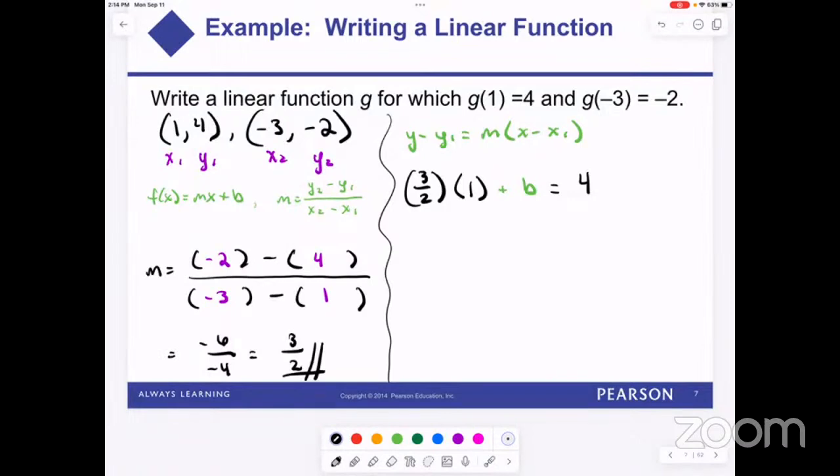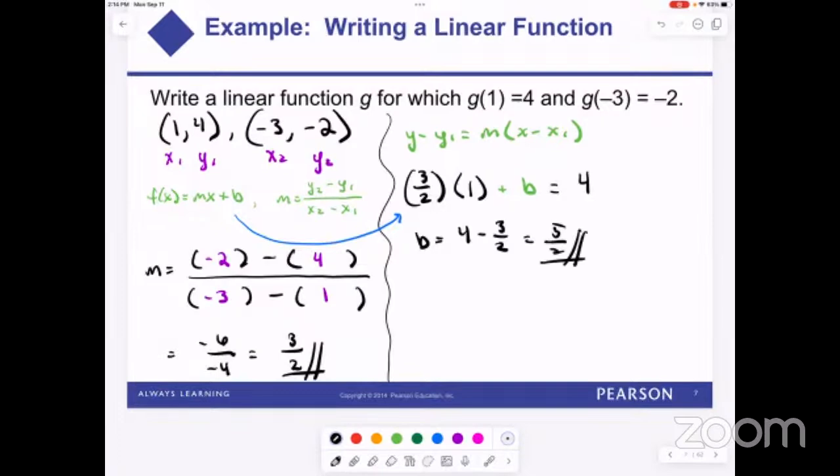Basically, that came from here. I plugged in for my slope, my x, and my y. The only thing we didn't have was b. Okay, so if we do a quick calculation, b is going to be equal to 4 minus 3/2. So what is that? 5/2. Okay, so we got the y-intercept, we got our slope.